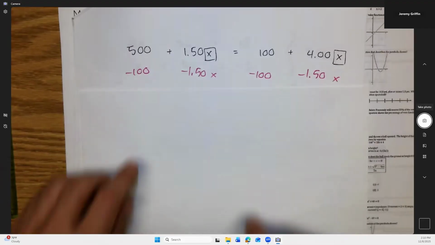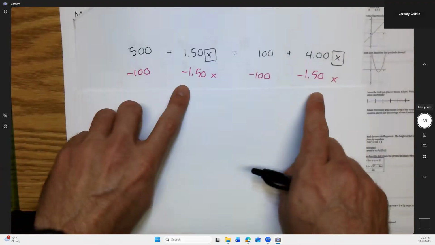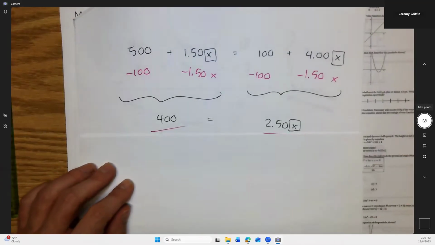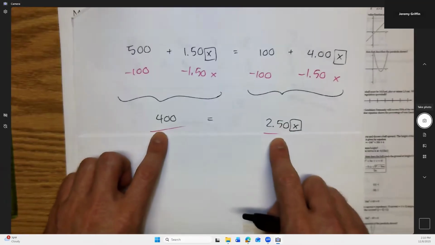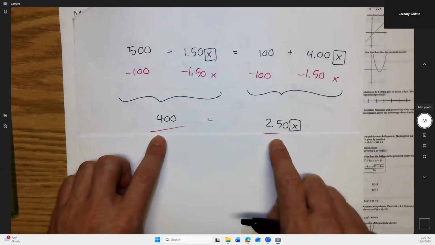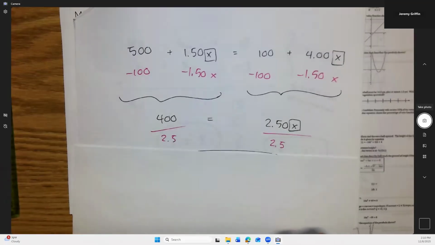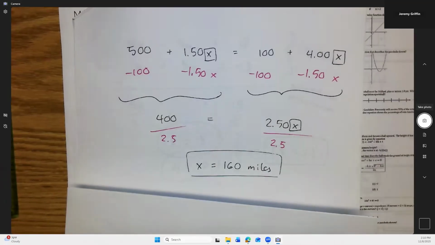So do this. Subtract 100 from each side. Subtract 1.5x from each side. It's going to look like this. Right? Guys, what's the next step? What do I have to do to solve for x? Yeah, divide by 2.5. Now it gives me x is 160.